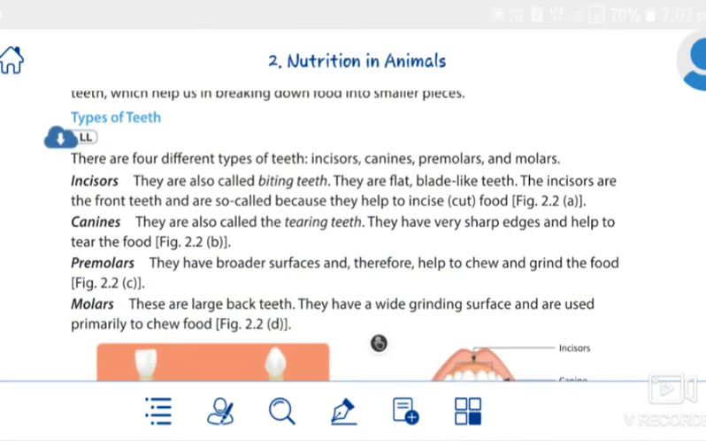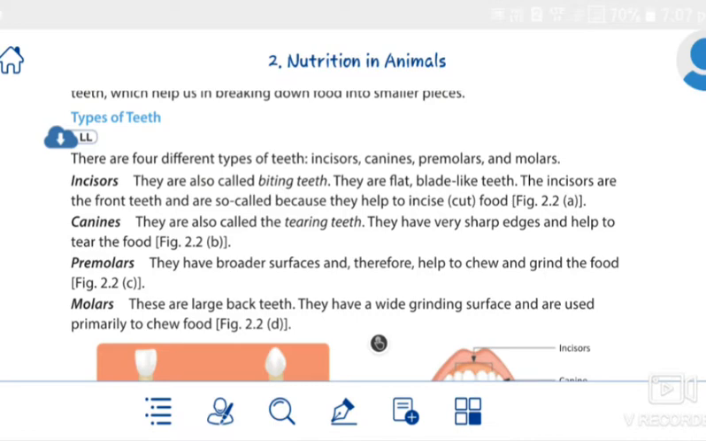The adult human has a maximum of 32 teeth. How many? 32 teeth. And there are 4 incisors, 2 canines, 4 premolars and 4 or 6 molars in each jaw.